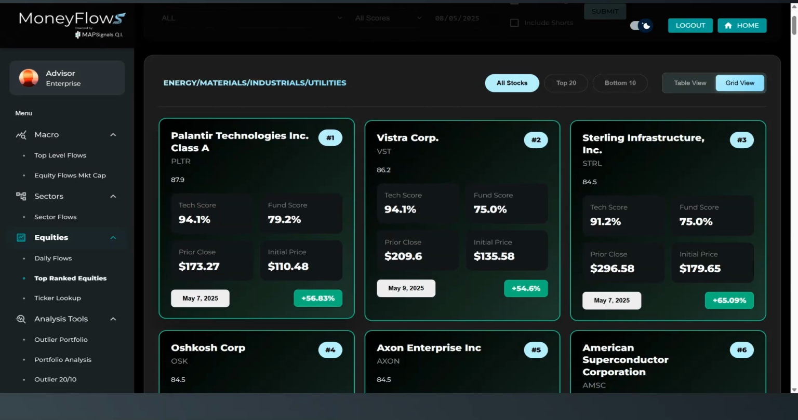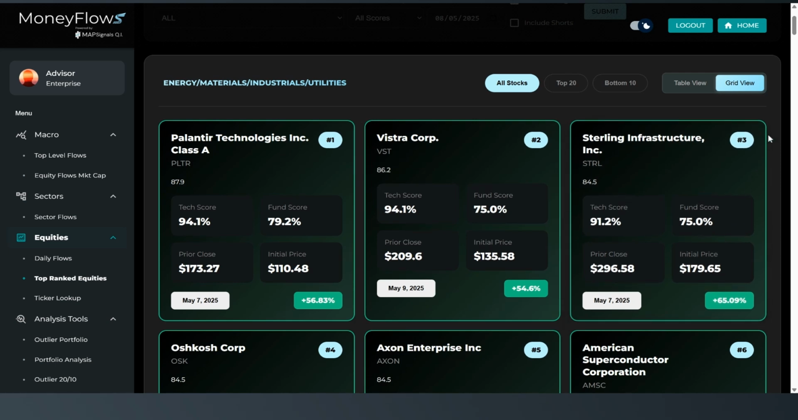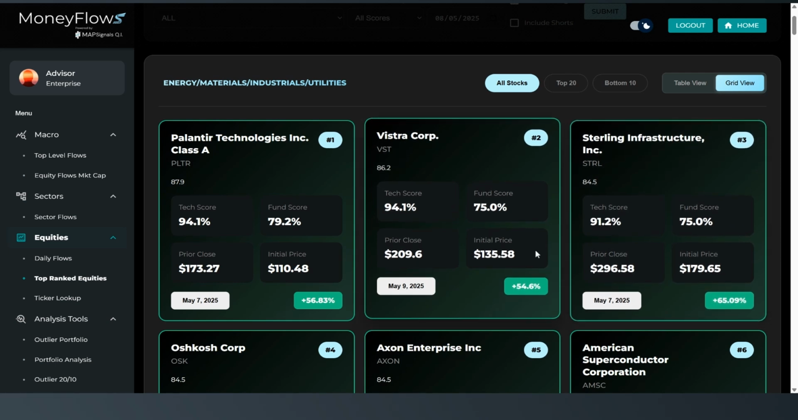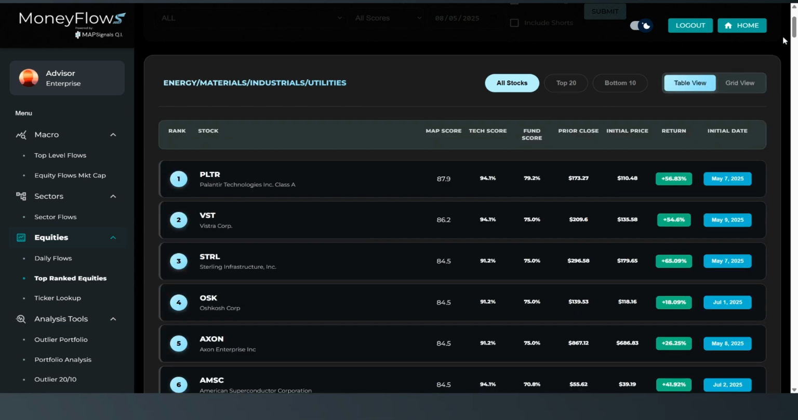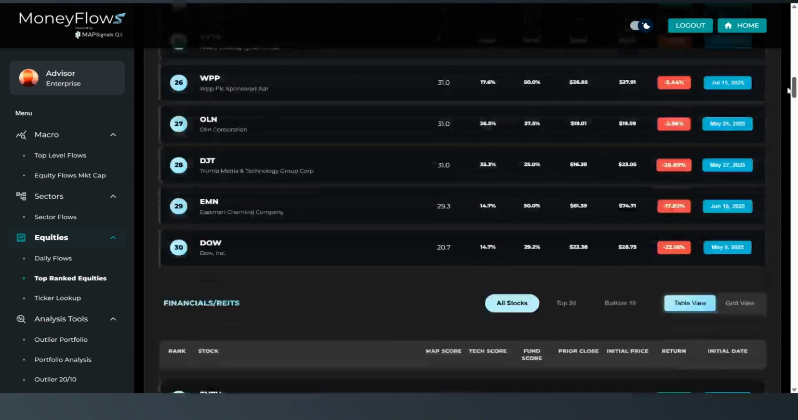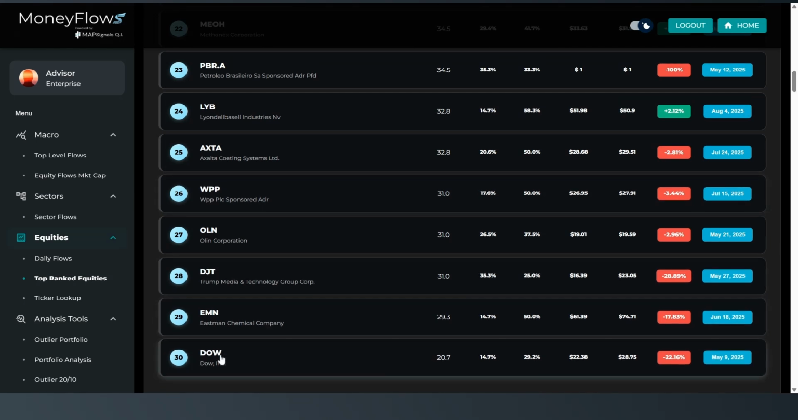It's Palantir. And this return profile here in the green, this is telling you what is the performance of this stock since it first appeared in this top ranked list over the past 90 days. So Vistra Corp, it's a utility company, it's up 54%. Now we can go back to the table view and you can see what our top and bottom ranked stocks are in this group. So Dow is the lowest ranked stock and it's down 22% since it was first profiled on this report in 90 days.